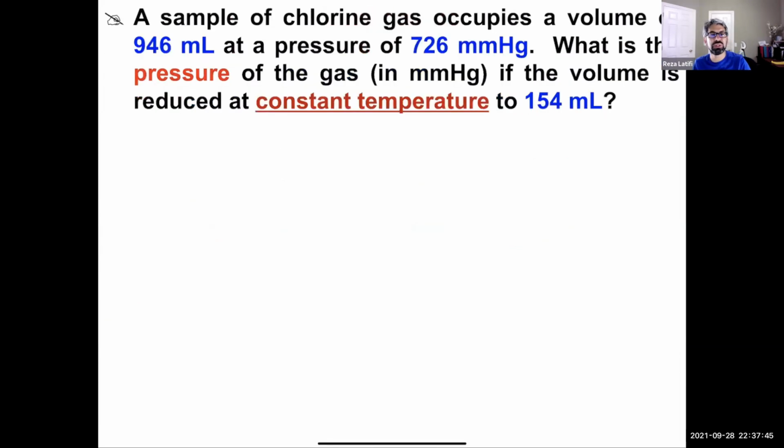Okay, we have an example here. It says initial volume is 946 milliliter, and initial pressure is 726 millimeter of mercury. They're saying if the final volume is 154 milliliter, tell me what's the final pressure.